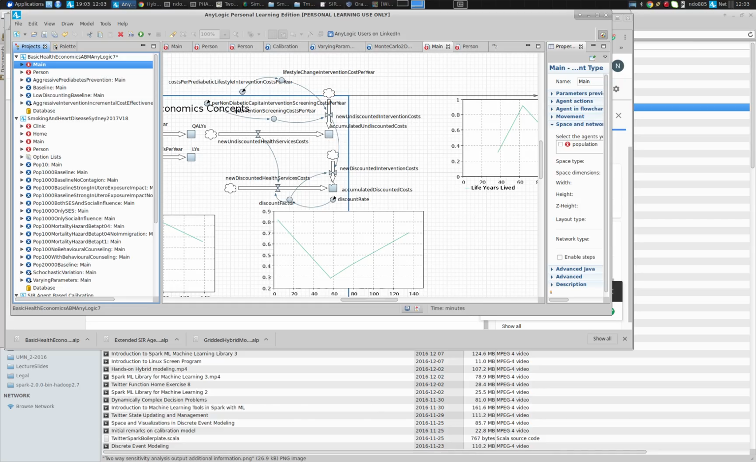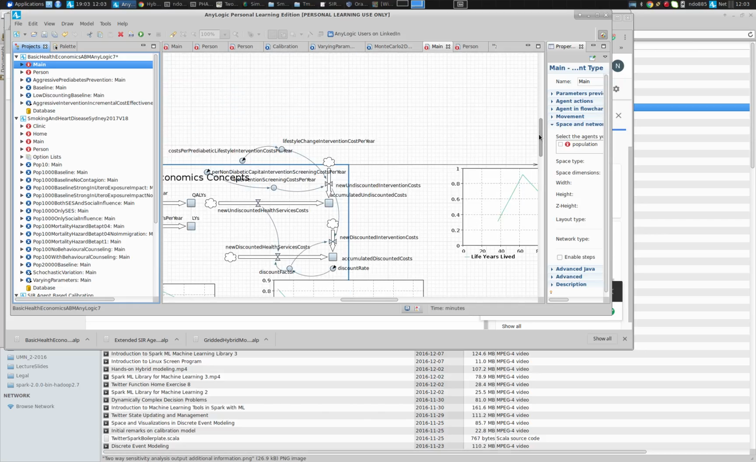Beyond that, we also have costs, and we have accumulated undiscounted costs where discounting is not applied, and cases where discounting is applied according to some discount rate. Are we okay with that? More than that, we have graphs showing these things.